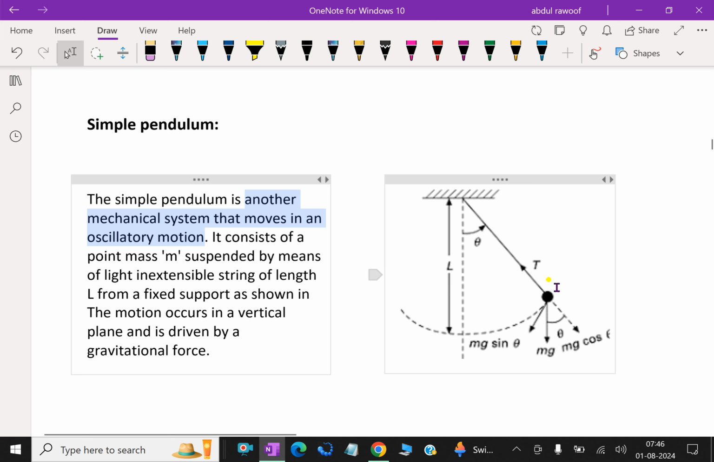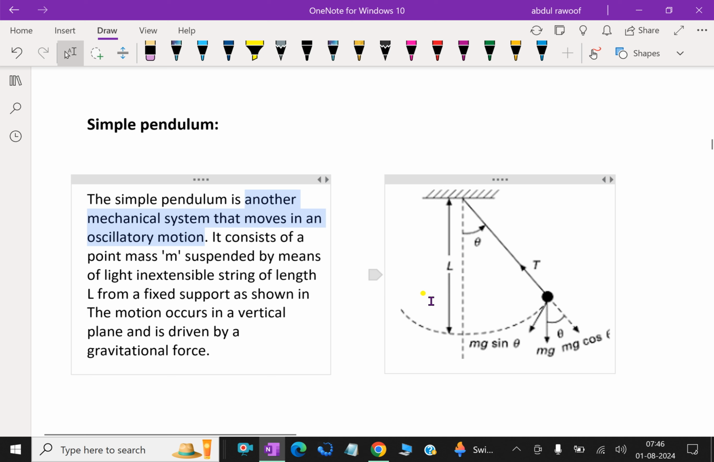Now, if you release the bob from one extreme end, it oscillates uniformly. Look at here. This is the tension in the string. mg is the weight of the bob. This is mg cos theta, in the same direction as the tension. This is perpendicular to the tension force: mg sin theta. The length of the string is L.